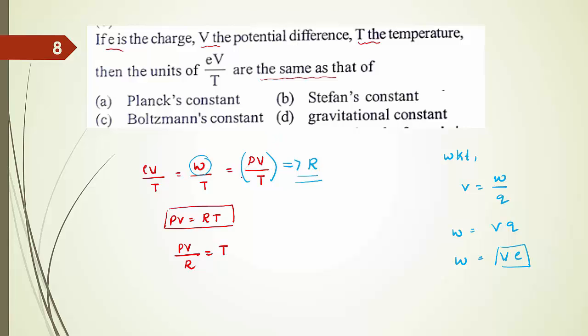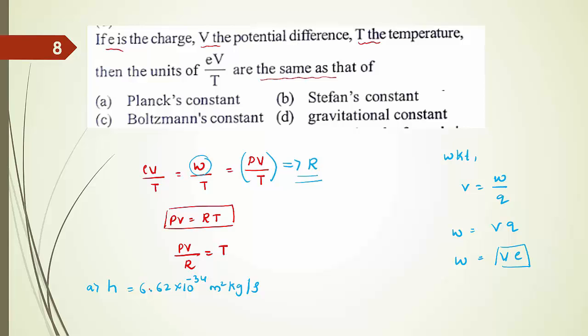The first one is Planck's constant. What is Planck's constant? Planck's constant relates a photon's energy to its frequency. Its value, option A here, is denoted by h equal to 6.62 into 10 raised to minus 34 meter square kg per second. This is Planck's constant.